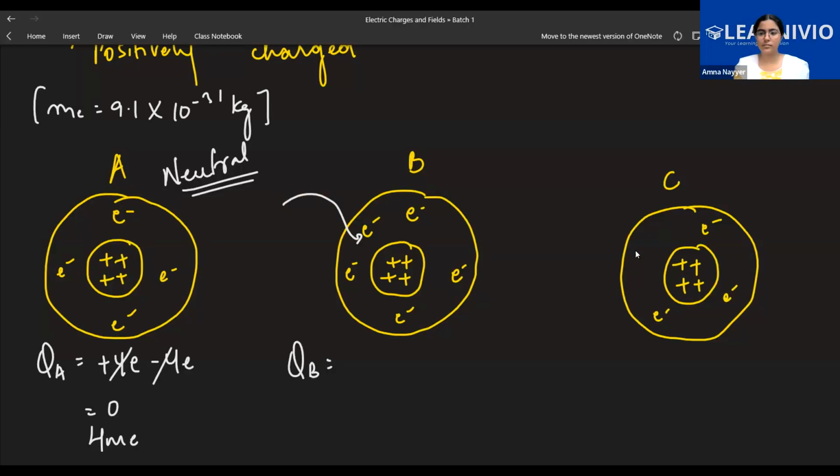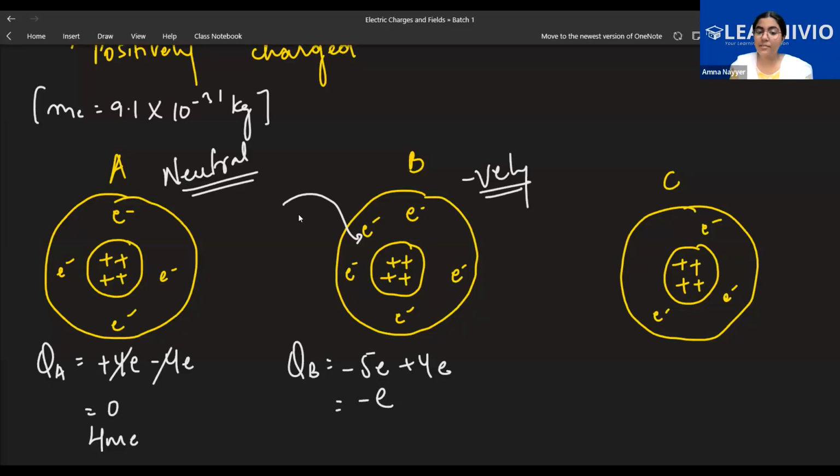Minus 1 electron. Yes, it is 1 electron. See, minus 5e and plus 4e, so it is minus e. Now you can see minus. Already we are getting extra negative charge, which means this is a negatively charged one.